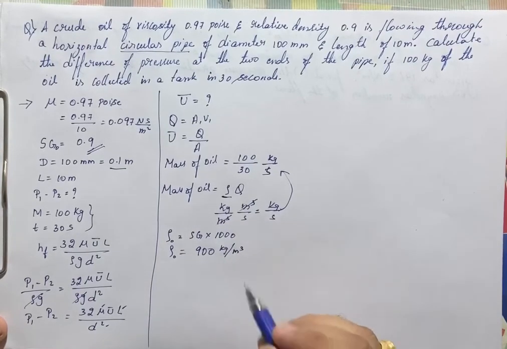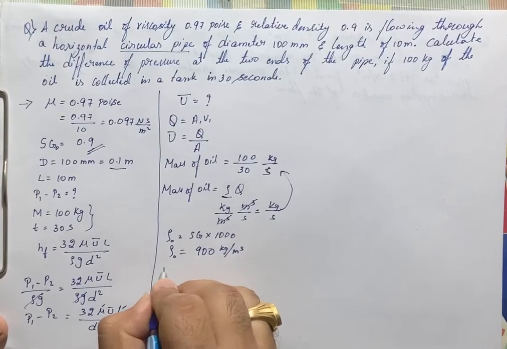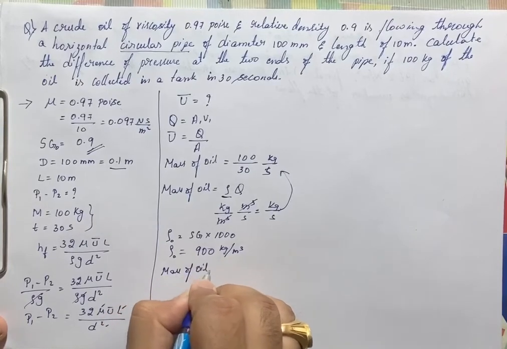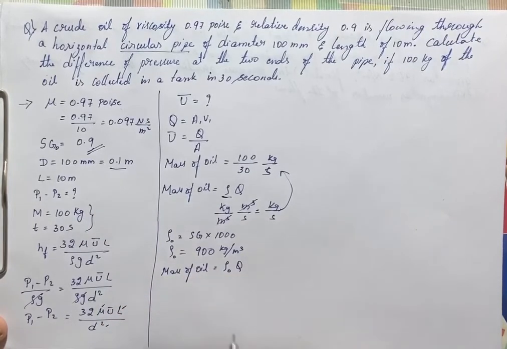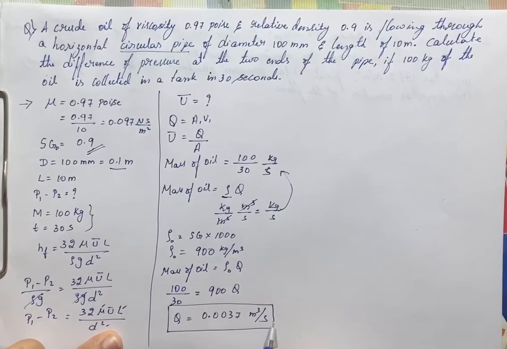Now I shall substitute this density in this formula to find out the discharge, right? Mass of oil is equal to density into discharge Q, right? Then mass of oil is 100 divided by 30 is equal to density 900 into Q. So our discharge Q will be 0.0037 meter cube per second, right? This is what our discharge is, right?